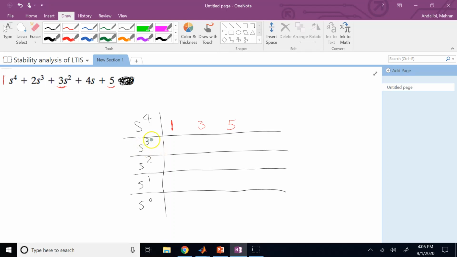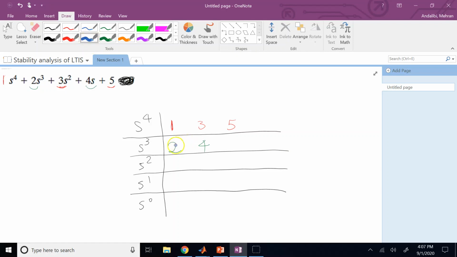Now for s cubed, I start with the second term, which is 2. Then I jump to 4. And now when I jump more, there is nothing. So that's it. These are the 2 rows of my table, the Routh-Hurwitz table. Now I start calculating my third row.